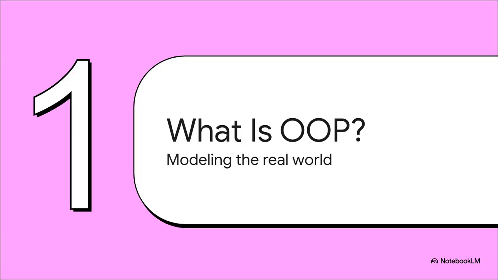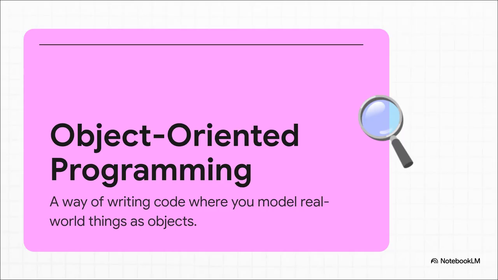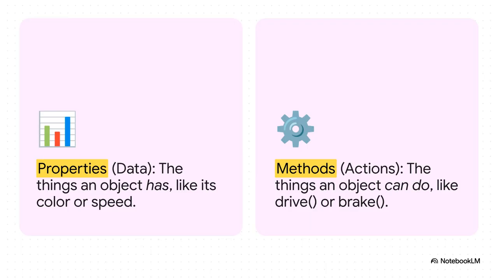Okay, so what is it really? At its heart, OOP is all about trying to make our code a little bit more like the real world. It's about bringing some of that real-world structure into our programs. It's really a different way of thinking. So instead of writing these long, complex lists of instructions, you start to think in objects. An object could be anything: a user, a shopping cart, or, yeah, even a car. And every single object you can break down into two really simple parts.